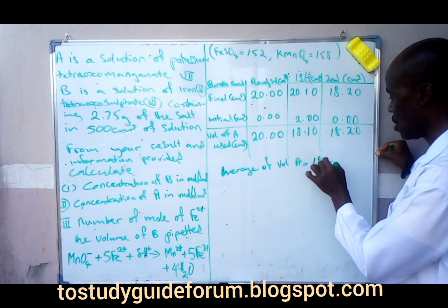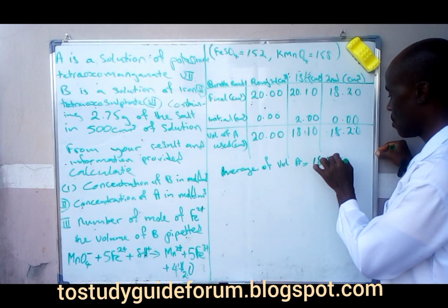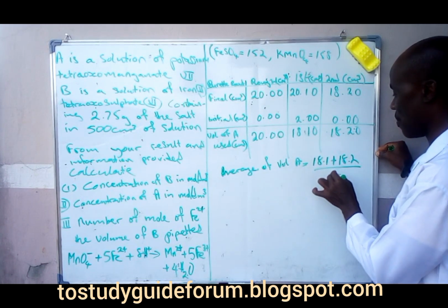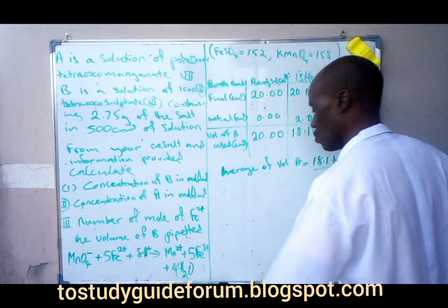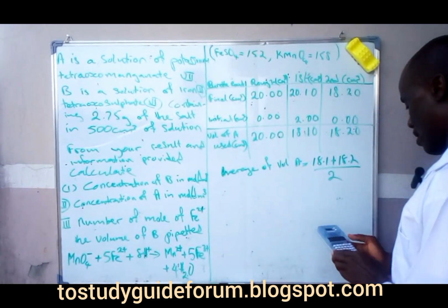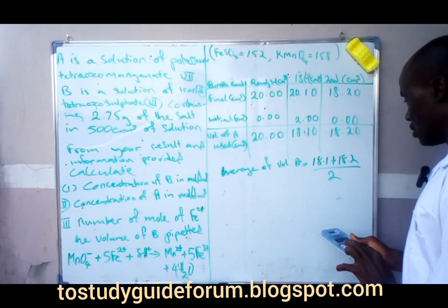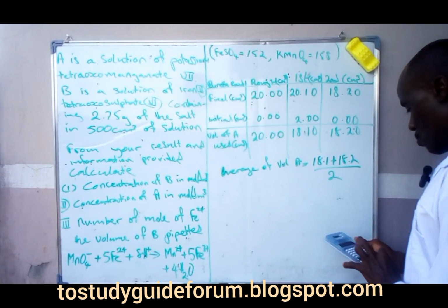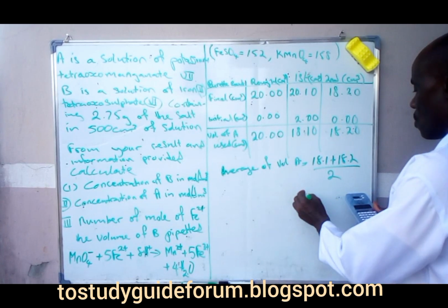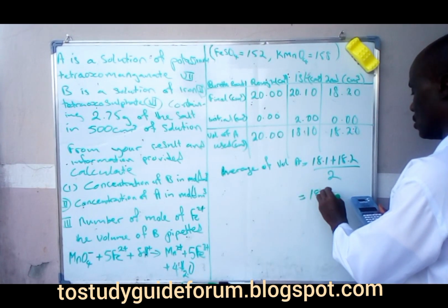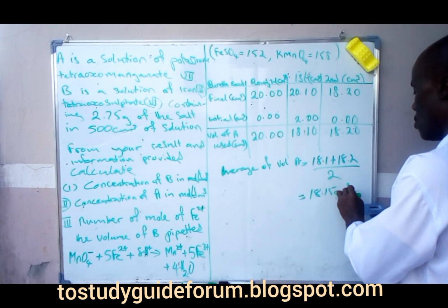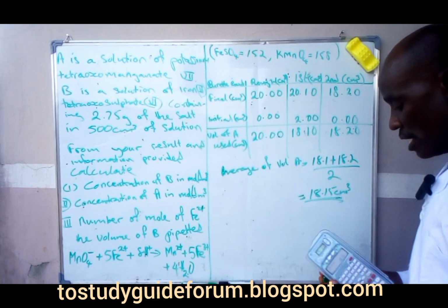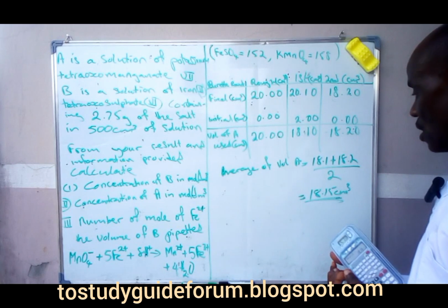We're going to use 18.1 plus 18.2 divided by 2. When we divide by 2, what do we have? We have 18.15 cm cube, which is the average volume of the oxidizing agent, which is the A we use in the titration.